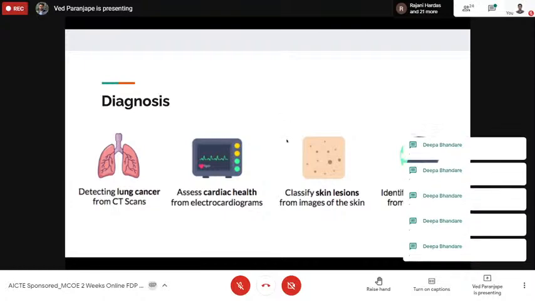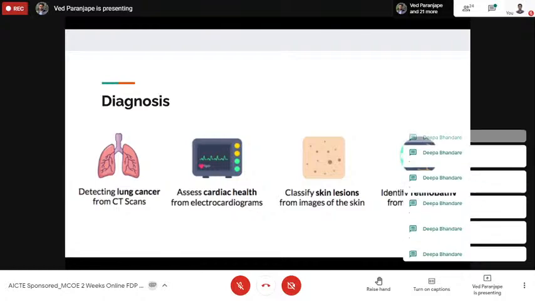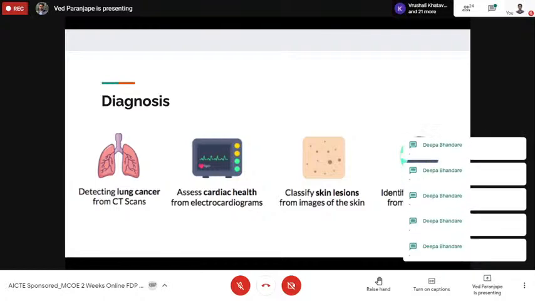and then you can know well in advance if there is a problem with your heart. Classify skin lesions from images of the skin. From an image of the skin, you classify and get to know if you have a skin disease, or if there's some problem with it. Identify retinopathy from eye images. Based on the retina scan of your eye, determine if there is some problem with your eye, like a cataract or something. Next.